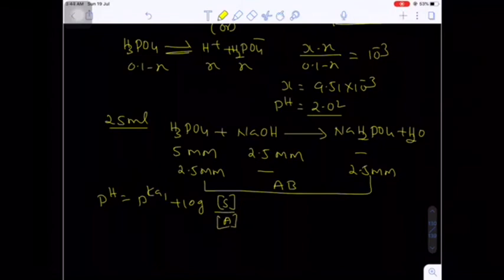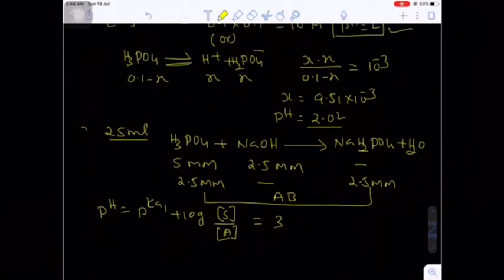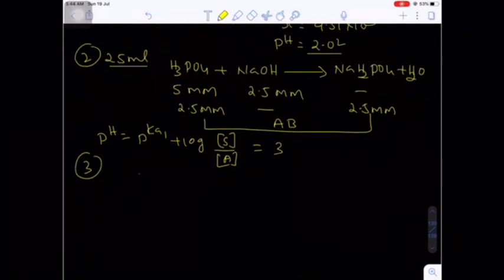So for an acidic buffer, the pH will be equal to pKa1 plus log of salt concentration 2.5 over acid 2.5, and they will get cancelled. The pKa1 value given in the question is 3. Now this is the second one. Now come to the third one, given how many ml?